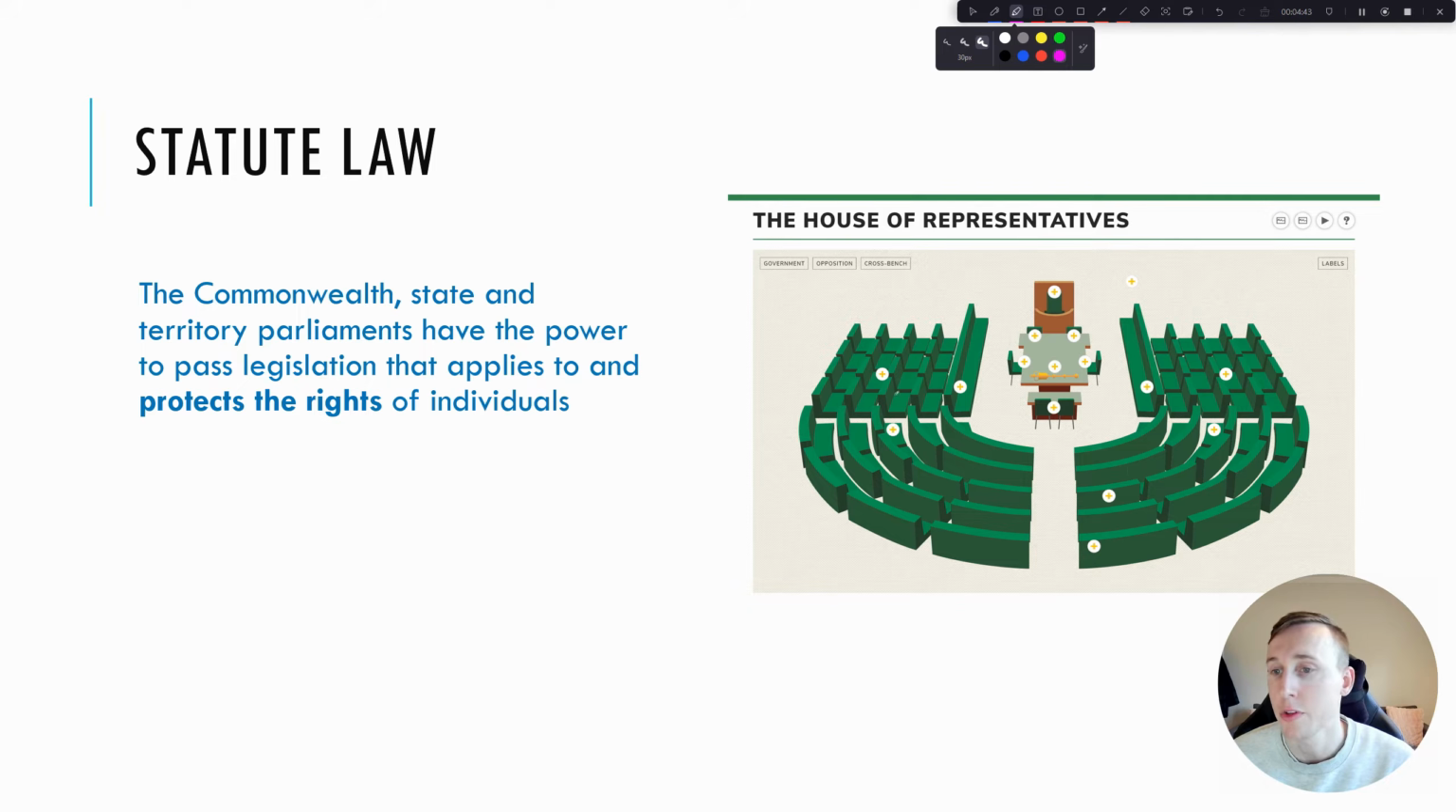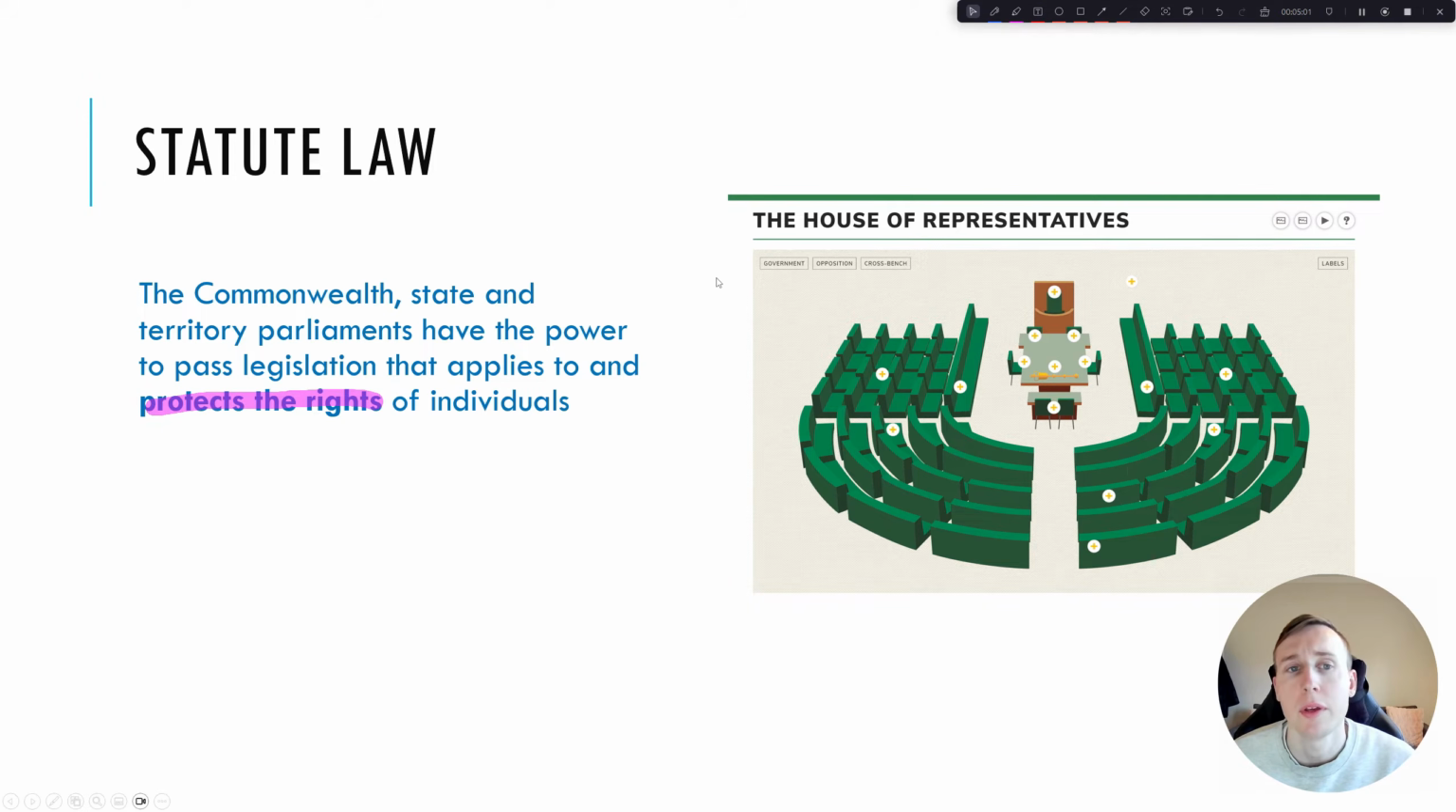Their job is to sit in Parliament and make laws that represent our views and values, and through doing that, they generally will make laws that will often protect our rights, enhance our rights, and stop things that might be discriminatory against our human rights.